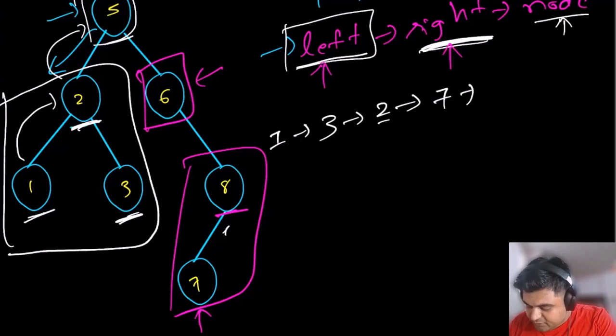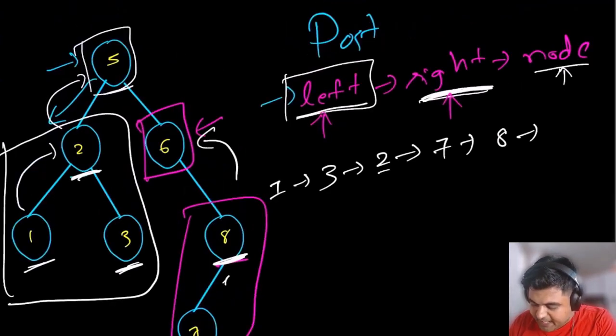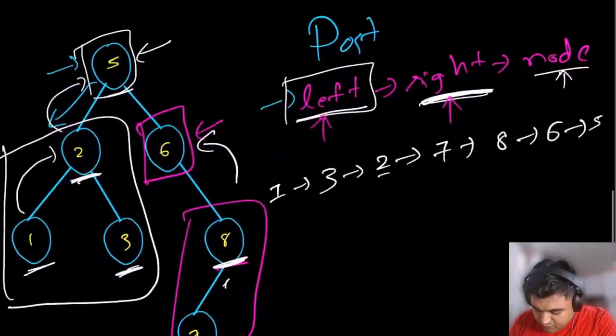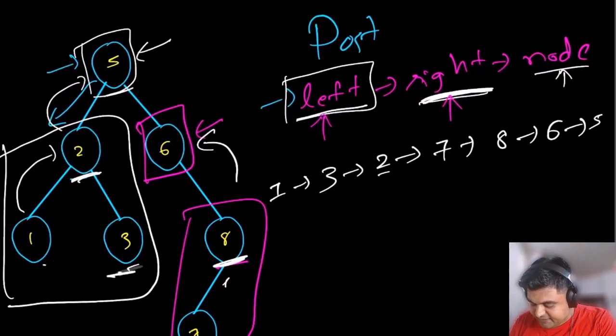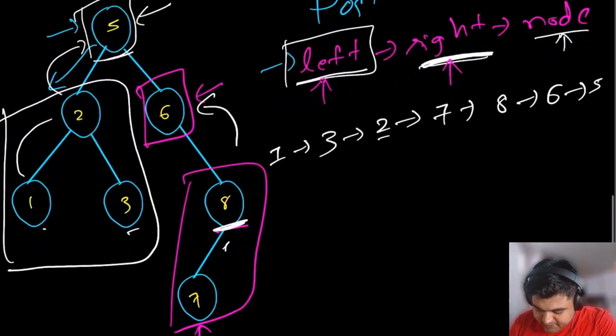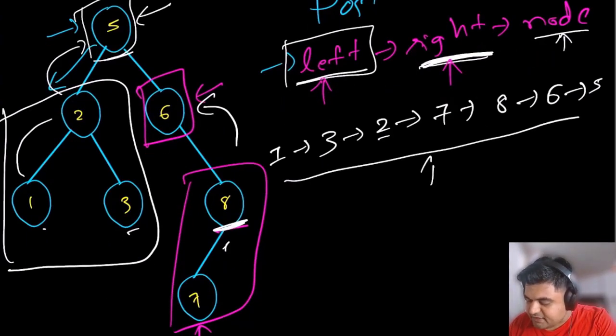After 7, we are going to visit node number 8. After visiting node number 8, we are going to backtrack and visit node number 6. And in the end, we are going to visit node number 5. So what we did in this post-order traversal is that we took care of all the elements present at the leaf before moving back to their predecessor. And this would be the post-order traversal for this tree.